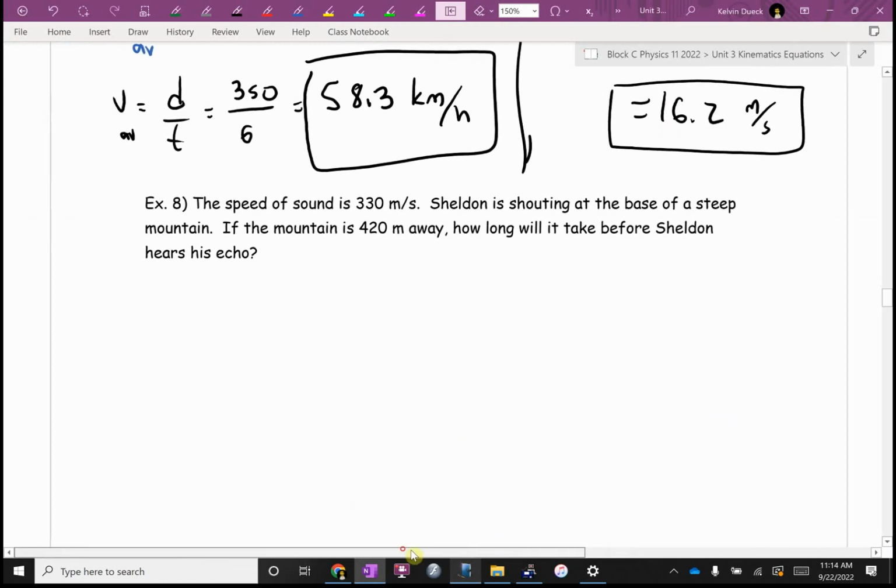Example 8, I like example 8. Example 8 is a nice question. Here is where we're doing stuff that I think is fair game. It says this: the speed of sound is 330 meters per second. Sheldon is shouting at the base of a steep mountain. If the mountain is 320 meters away, how long will it take before Sheldon hears his echo?